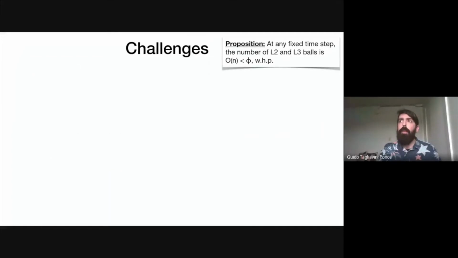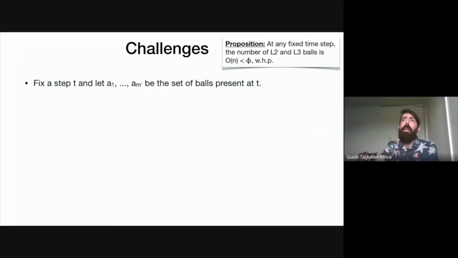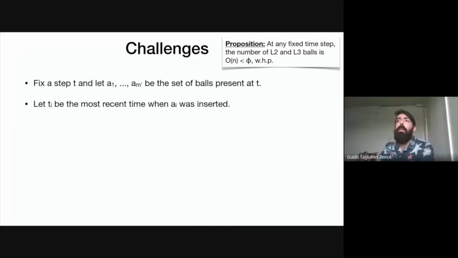Okay. So let me talk a bit about the challenges when proving this proposition. So let's say step T, and let A1 to AM prime be the set of balls present at T, right? And we want to prove that at that time step there are O(F(M)) balls in level 2 and level 3. So let's define Ti to be the most recent time when Ai was inserted.